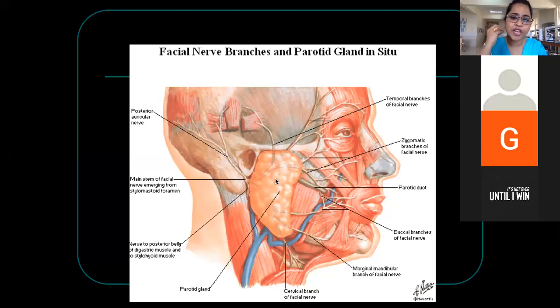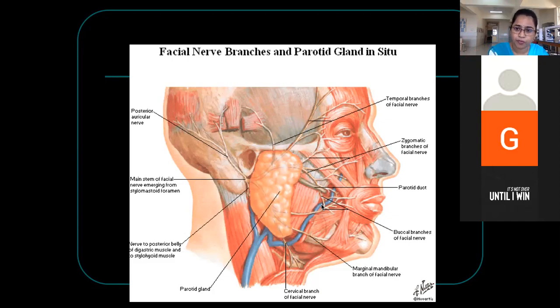The facial nerve enters into the parotid gland and divides into five terminal branches. What are the five terminal branches? Temporal, zygomatic, buccal. Again, in buccal we have upper buccal and lower buccal, and marginal mandibular and cervical. Okay, so five terminal branches of the facial nerve supply the muscles of facial expression. Till here, everyone clear?